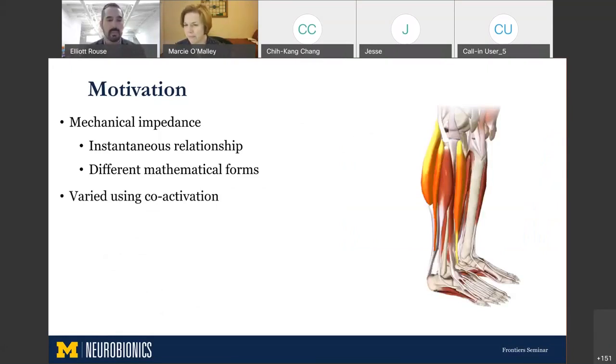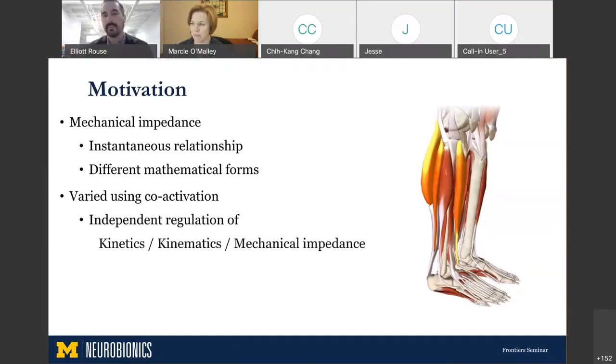So muscles can only pull. So to provide motion and torque in 2 dimensions, we have agonist and antagonist musculoskeletal architecture. By flexing these 2 muscles together, we can change the stiffness without changing the net torque or the joint's position. So we actually have independent regulation of kinetics, kinematics, and this concept, mechanical impedance.